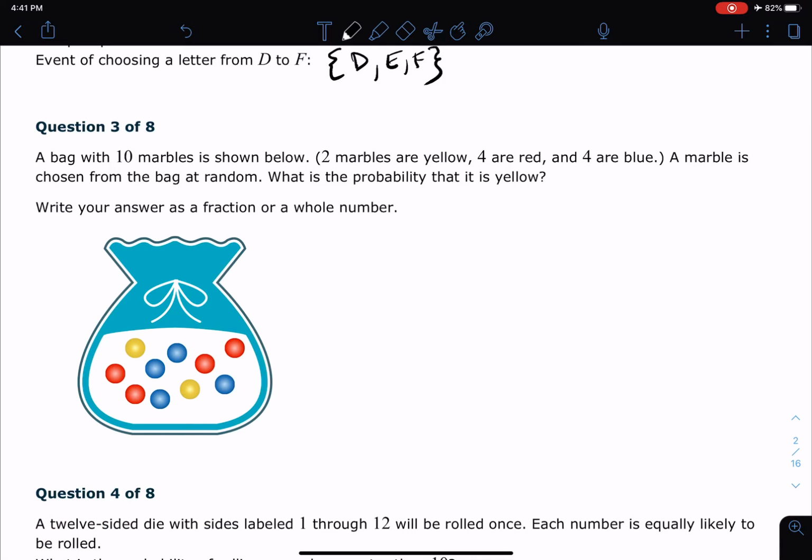Here's another one. A bag contains 10 marbles, shown below. 2 marbles are yellow, 4 are red, 4 are blue. A marble is chosen from the bag at random. What is the probability that it's yellow? Write your answer as a fraction or a whole number.